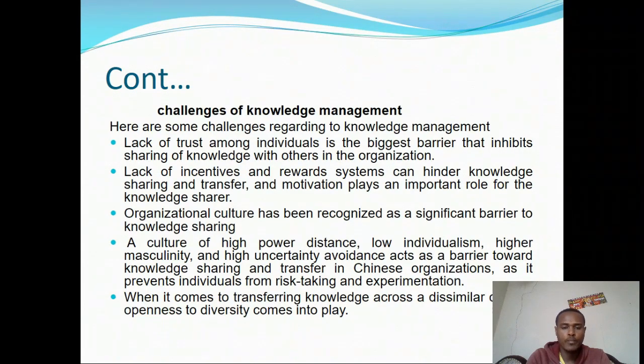A culture of high power distance, low individualism, higher masculinity, and high uncertainty avoidance is one reason, as it prevents individuals from risk taking and experimentation. When it comes to transferring knowledge across a dissimilar culture, openness to diversity comes into play.